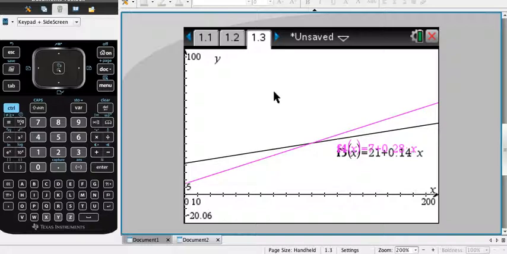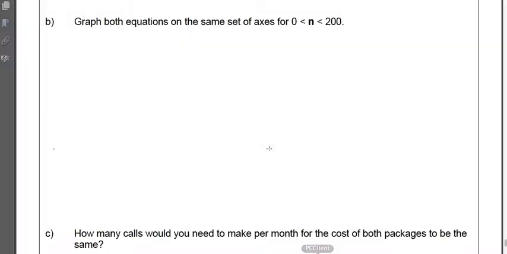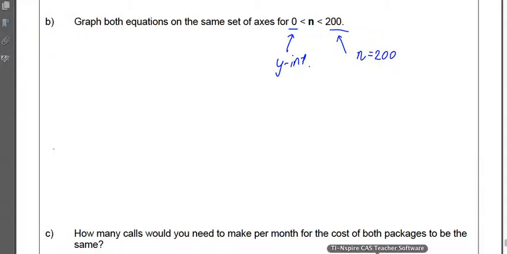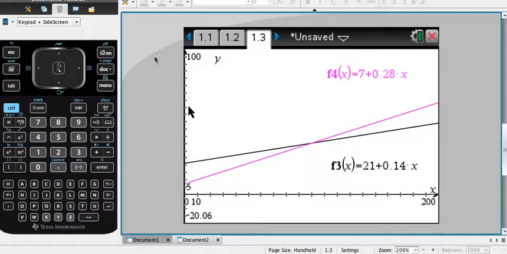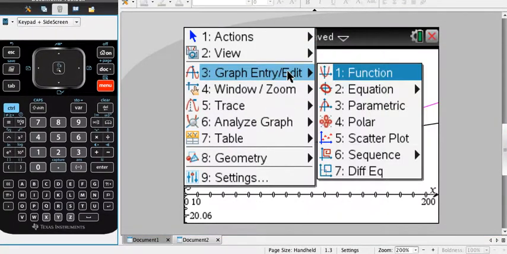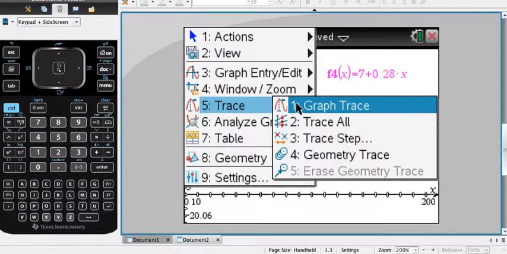What we want to do is graph these now. So the y-intercept, that part's easy because we can read that from the graph. When we want to graph between 0 and 200, basically what we want are the coordinates at this point. So that's the y-intercept. But we also want to know what is the coordinate at the end point. So what's the coordinate when n is equal to 200 for each of these graphs? So I can use graph trace for this as well. I'll just move these labels out of the way. They do get a bit messy. Go menu, trace, and graph trace.